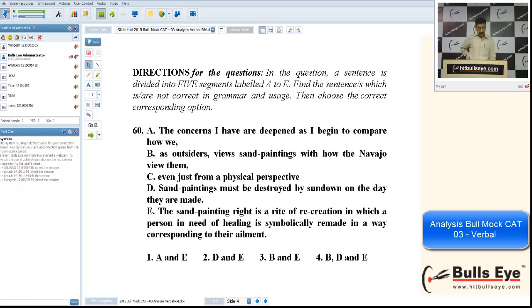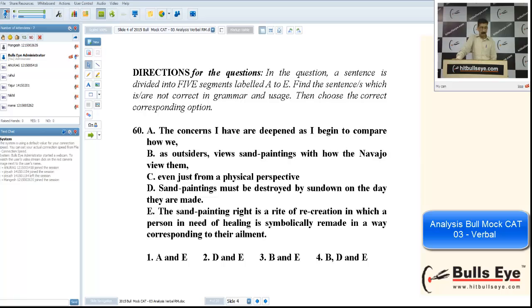Okay. With the help of sentence E, but E is not going to help us. No doubt E is easy to track, but E is not going to help us because it is present in every option. E says the sand painting right. It should not be right. It is not your right. It is one of the rituals. Again, in place of right, it has to be rite. And their ailment, so it has to be his or her. So we have got E in every option, so we need one more sentence to pick up this answer. In one of the options A is there, in the second D is there, in the fourth B is there, and in the third also B.